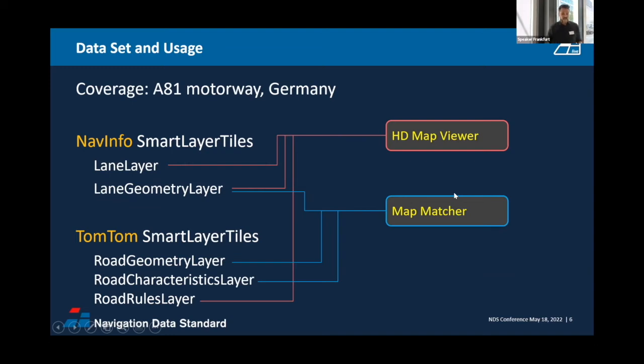So, the data set and how we use it. The coverage is the A81 motorway of Germany, so parts of the A81. These are available from Navinfo. We're getting the lane layer and the lane geometry layer.